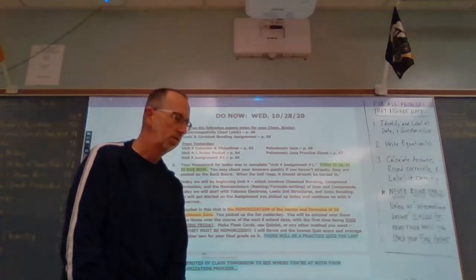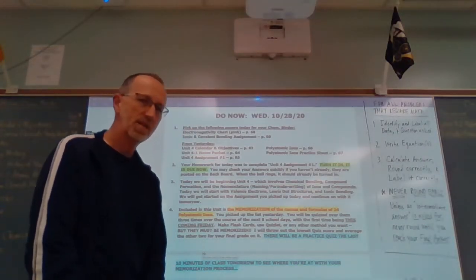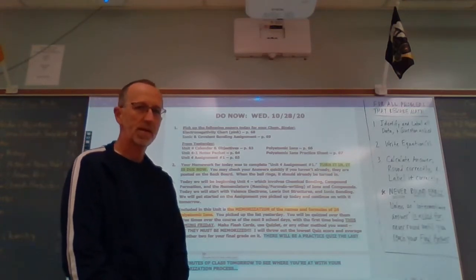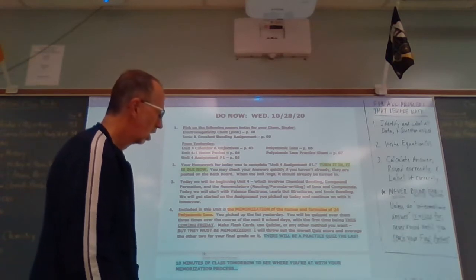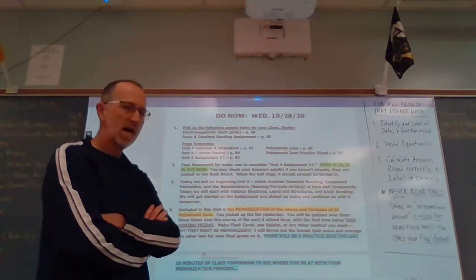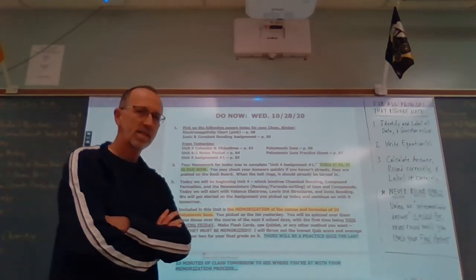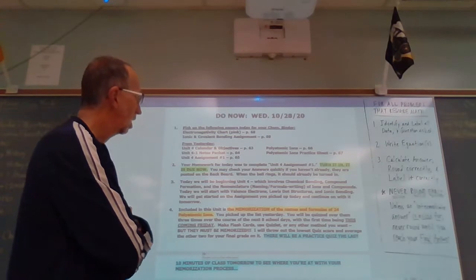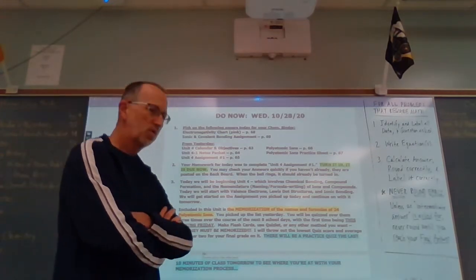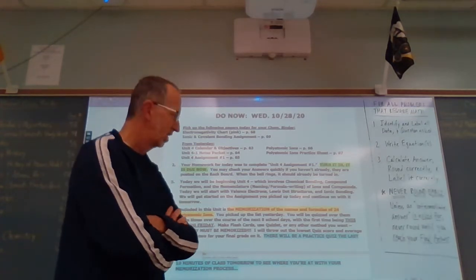Remember again, too, included in this unit is the memorization of the names and formulas of 24 polyatomic ions. You picked up the list yesterday, along with a practice sheet. You'll be quizzed over them 3 times over the course of the next 8 school days, with the first time being this coming Friday, which is the day after tomorrow. Make flashcards, use Quizlet, or any method you want. I don't care, but you must memorize them.